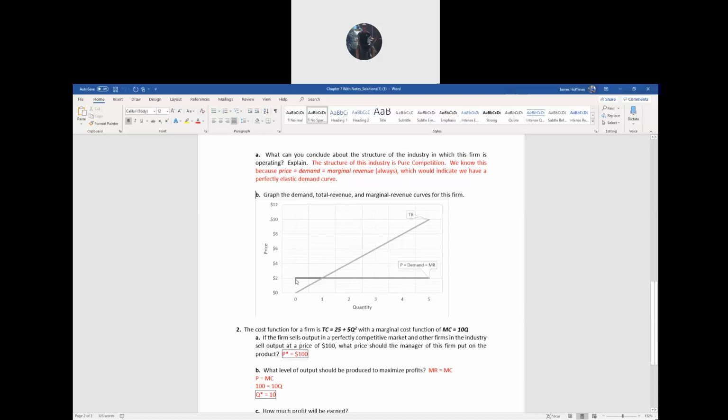Okay, so consumers will only pay $2 for this good, which means that you can choose how much you want to sell, but each unit you sell gives you an additional 2. All right, and there's your perfectly elastic demand curve, which indicates that you're in a pure competition scenario.